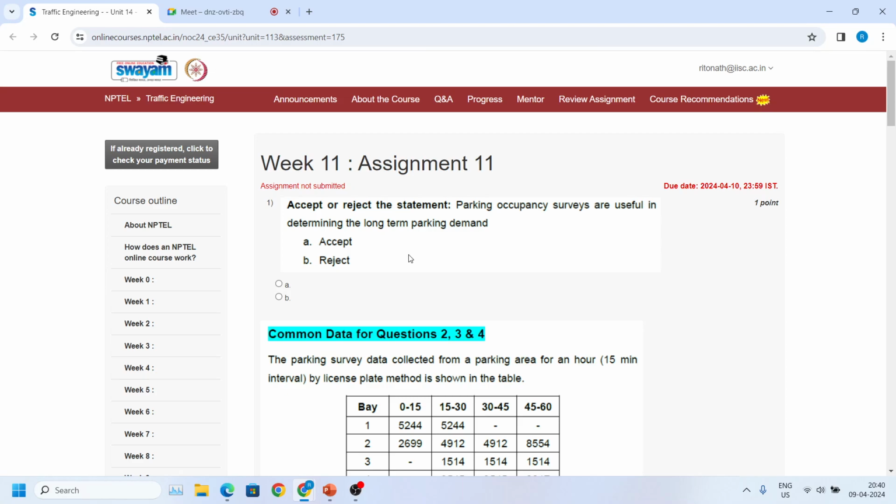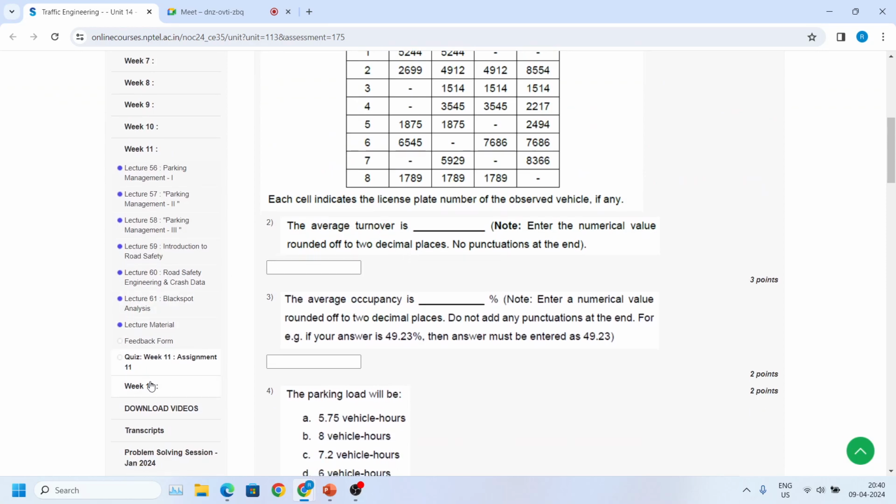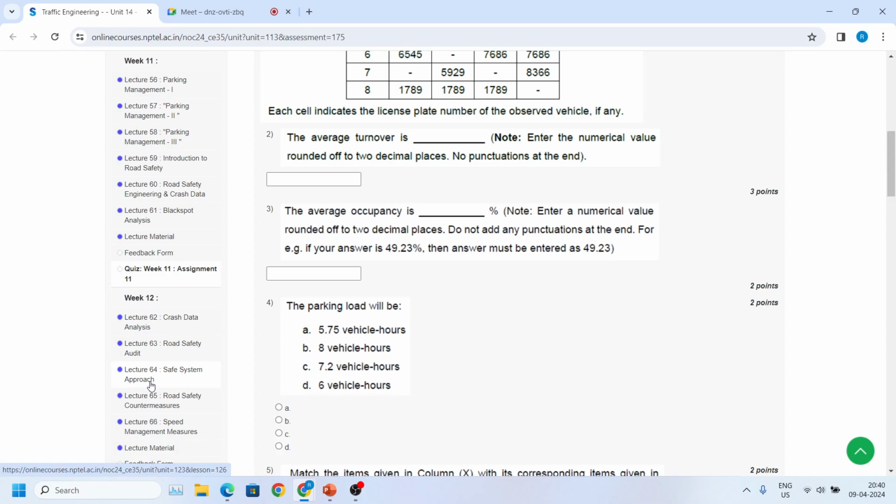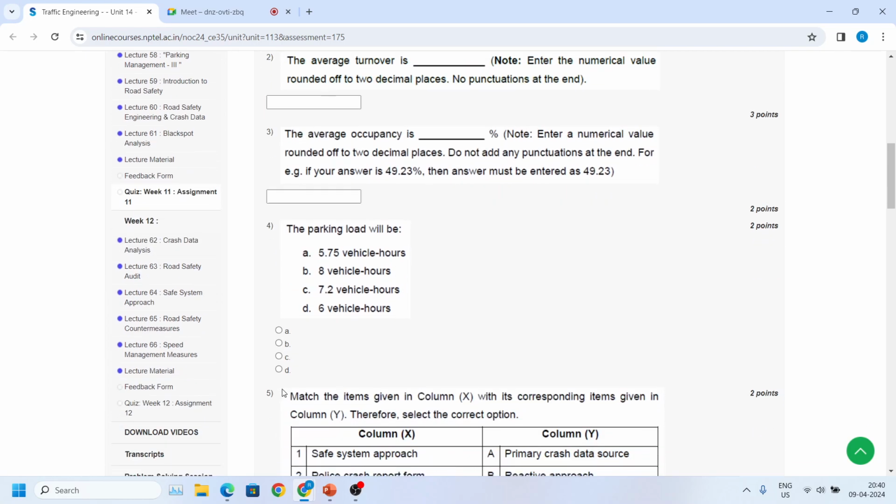The discussion is done. So in the next week, I think there is some, what's there? Yeah, this crash data analysis, the safe system approach, and these things are discussed. Speed management measures. So next Tuesday will be the last session for this course.